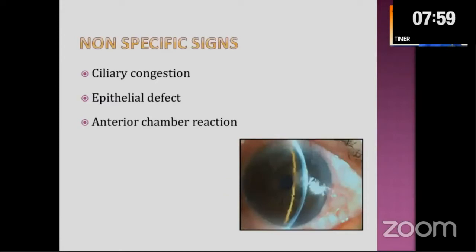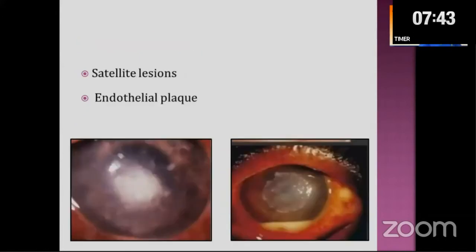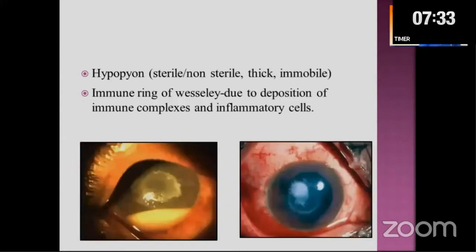Coming to the signs, the non-specific signs in any case of keratitis include ciliary congestion, epithelial defect, and an anterior chamber reaction. The specific signs in fungal keratitis are a dry-looking ulcer with an elevated edge and feathery margin. Fungal keratitis usually presents with satellite lesions, which are stromal infiltrates, and can also present with endothelial plaques, which you can see in the pictures.